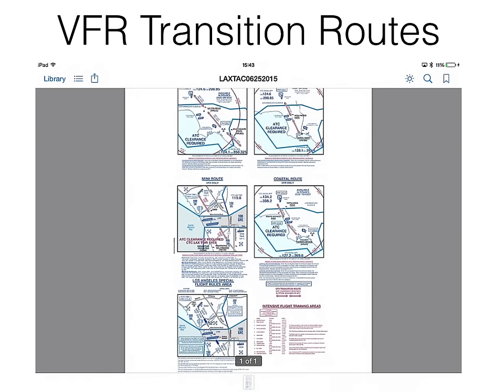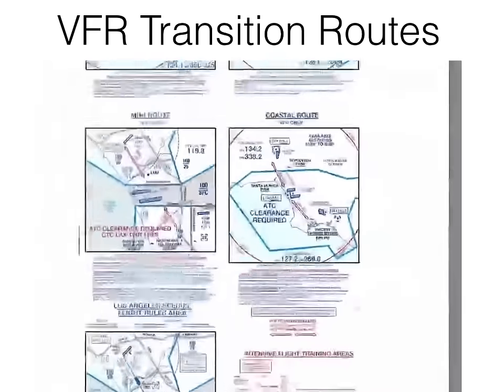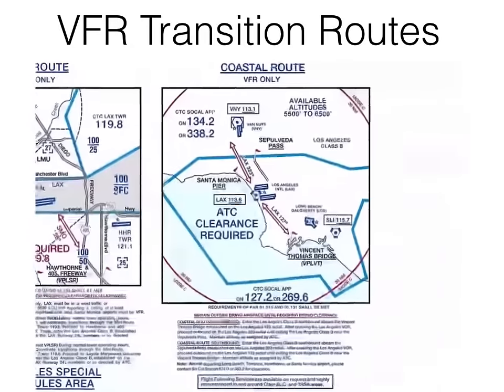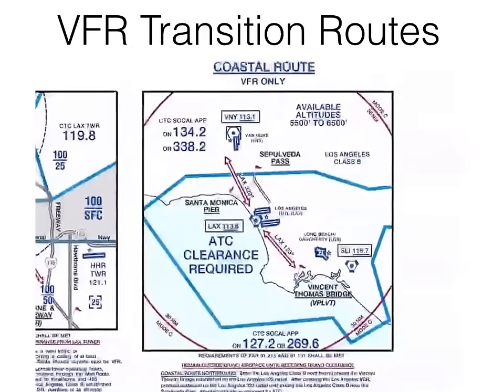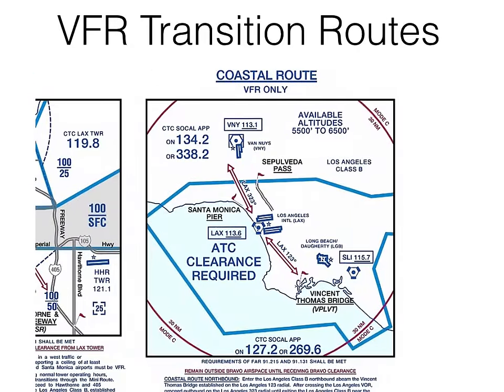Let's plan a route using the coastal route, for example. So if I zoom in on the coastal route, you'll notice if I go northwest, I'll be at 6,500 feet. I need to enter it from the Vincent Thomas Bridge, go via the LAX 123 radial to the LAX, then continue on the LAX 323 radial until I'm past the Bravo airspace.